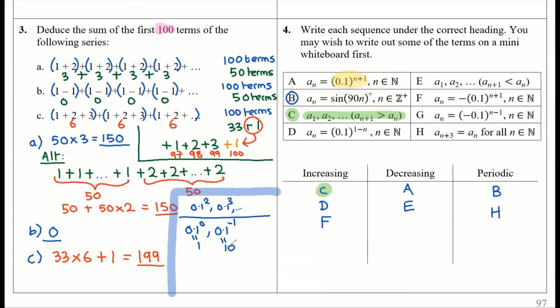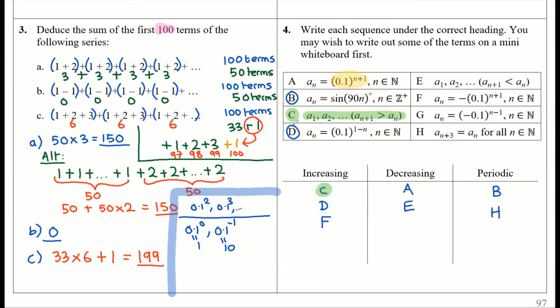Okay, and this is going to keep going. So if I do 0.1 to the power negative 2, that's going to be 100. So it's increasing by a factor of 10 each time. So D here is certainly an increasing function, although it may not look it on first glance.